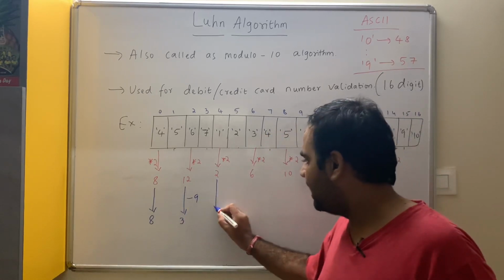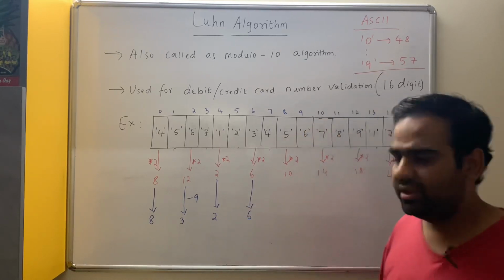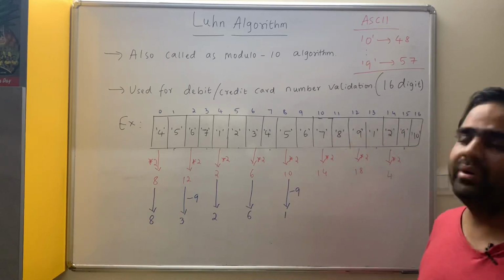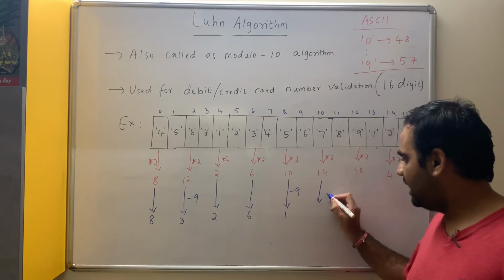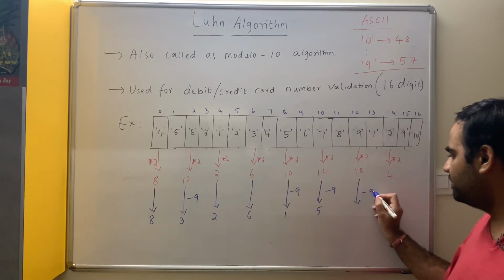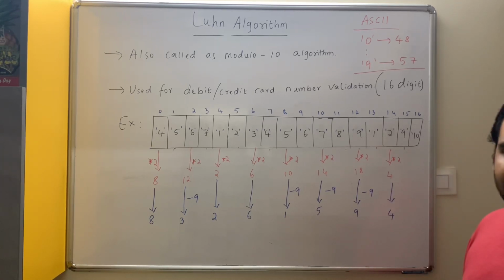Is it greater than 9? No, you keep it as it is. Is it greater than 9? No, you keep it as it is. Is it greater than 9? Yes, you subtract 9 from it and you get 1. Greater than 9, you subtract 9 from it and get 5. Greater than 9, you subtract 9 and get 9. It is not greater than 9. You keep it as it is.